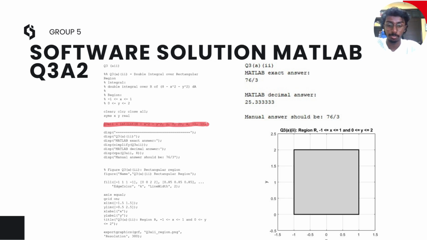After running the code, MATLAB gives the answer in decimal form, which is 25.333. This matches the manual calculation, which is in fraction form 76 over 3. So the answer is verified. The graph shows the rectangular region used in the double integral. It confirms the integration limits are correct.